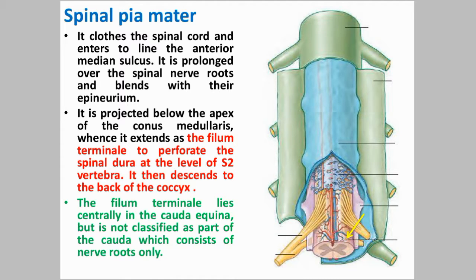So this filum terminale will perforate the spinal dura mater at the level of S2 and descends to the back of the coccyx. The filum terminale lies centrally within the cauda equina but is not classified as part of the cauda, which consists of nerve roots only. So if you are asked in an exam whether the cauda equina is composed of both nerve roots and filum terminale, this is wrong. It is composed of nerve roots only.